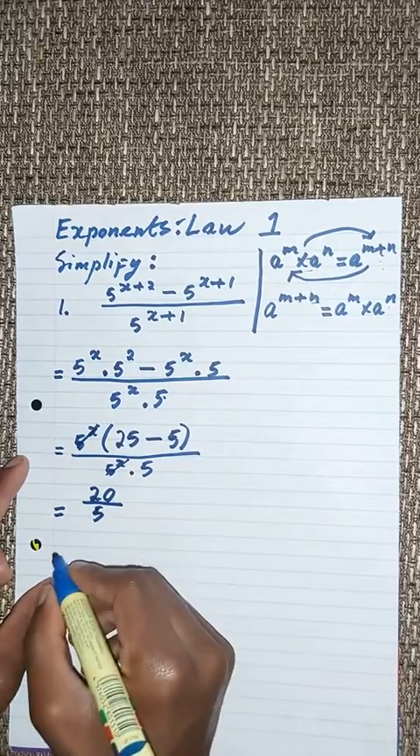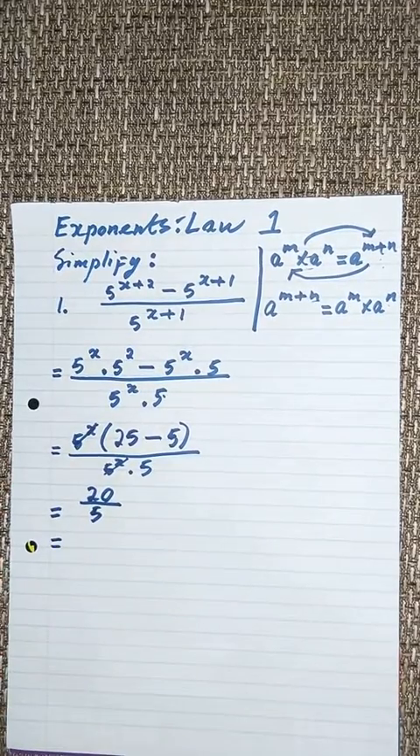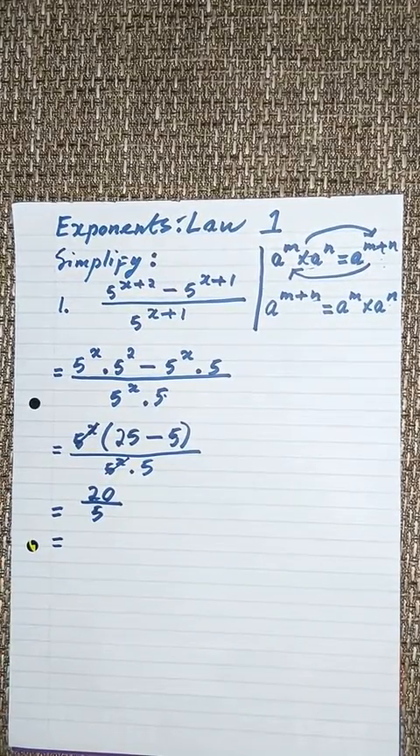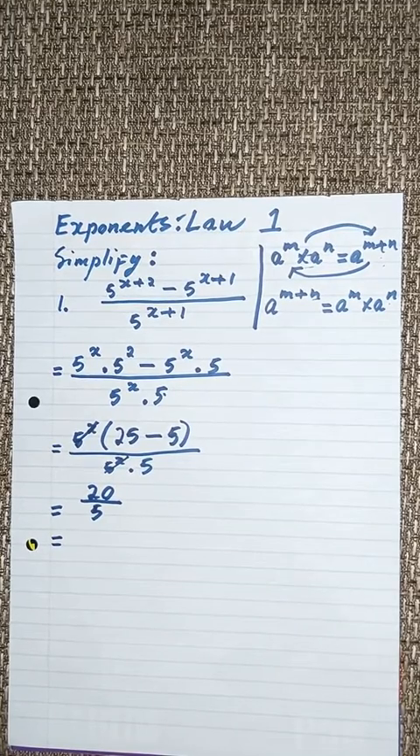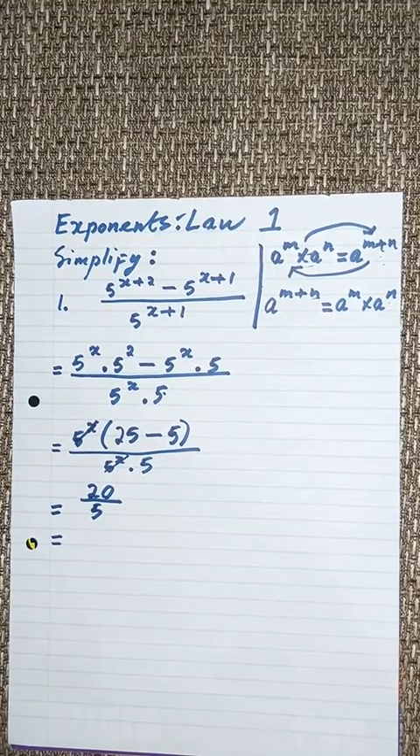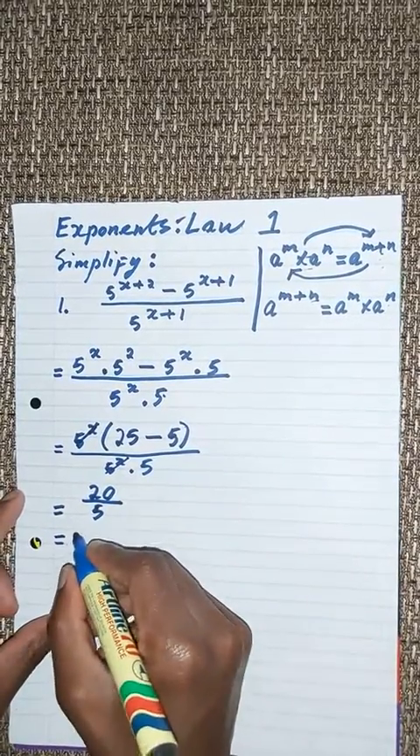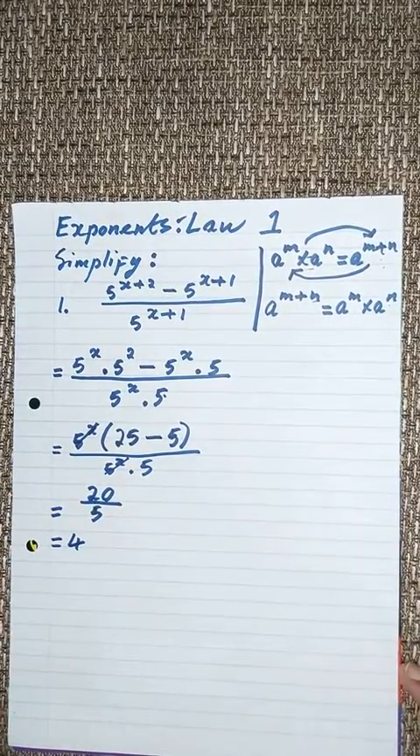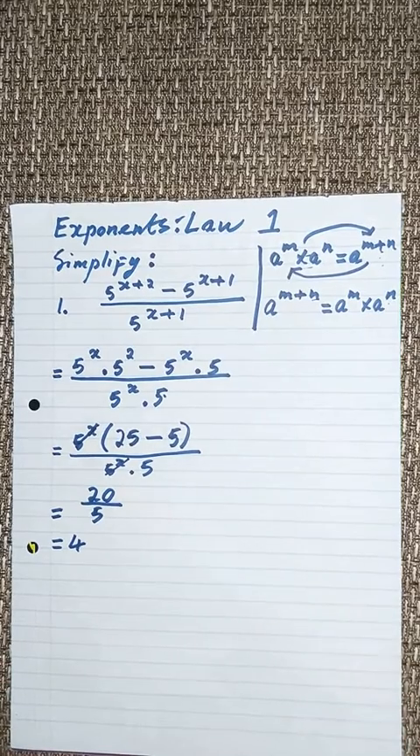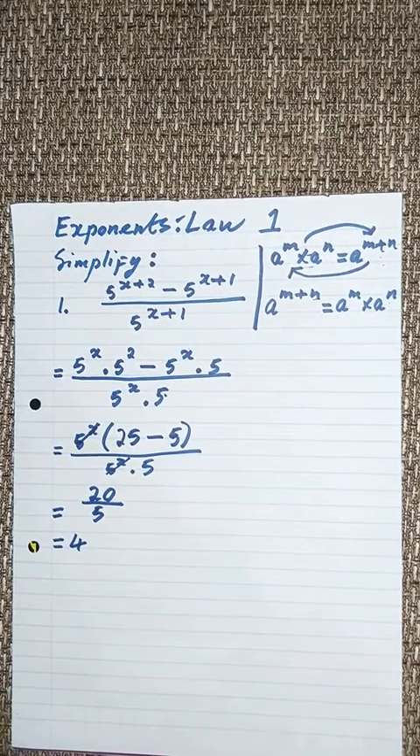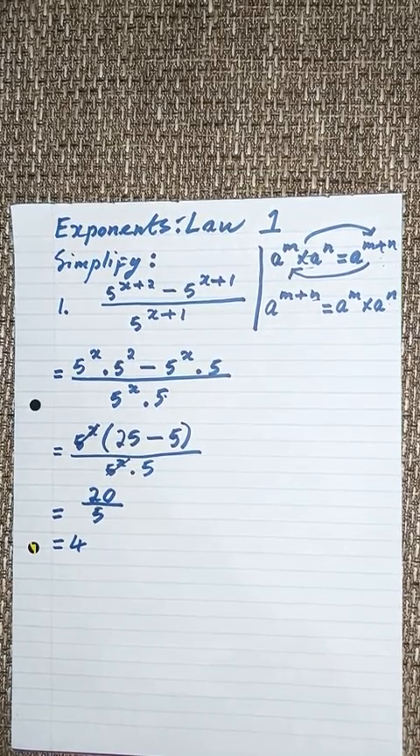Now, when I say 20 divided by 5, what am I supposed to get? I'm supposed to get 4, right? Let me just be sure. 20 divided by 5 is 4. Yes. When I divide 20 by 5, I get 4. So this becomes my final answer. All right. That's how you basically simplify this particular problem.